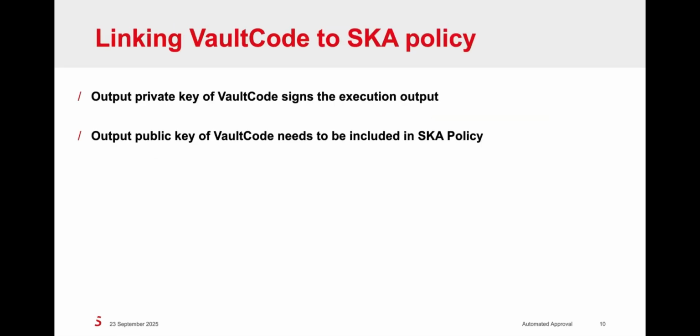So how do you do that together? The output private key of the Vault code signs the execution output of the jar. So the output public key of the Vault code needs to be included in the SCAR policy. So the only thing you need to do is put that public key in there.